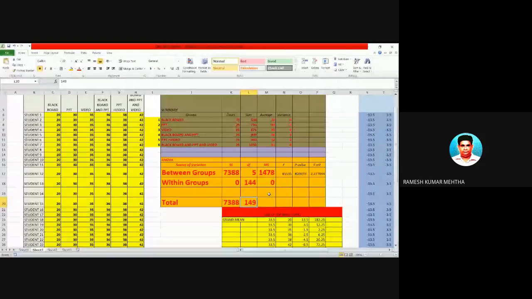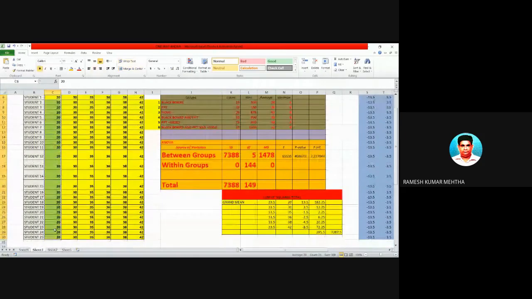Before I go into how we arrived at these figures, let's talk about between groups and within groups, and total, and SS, DF, and MS. Now between groups and within groups. If you look at the Blackboard, how many marks are secured by all of the students? Every student has secured 20 marks each. So there is no variance within the group. There is no variance within the group. This is group 1.